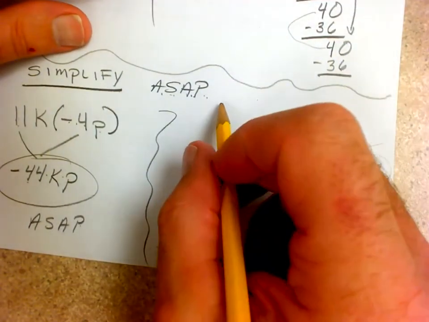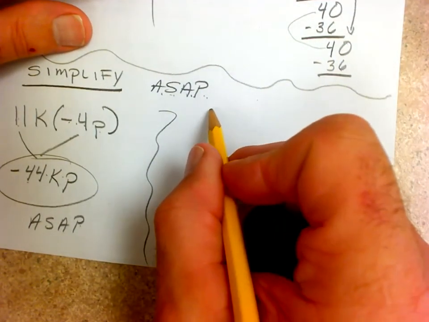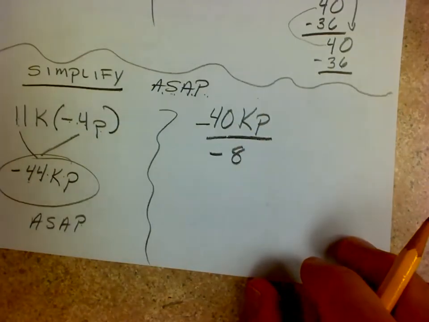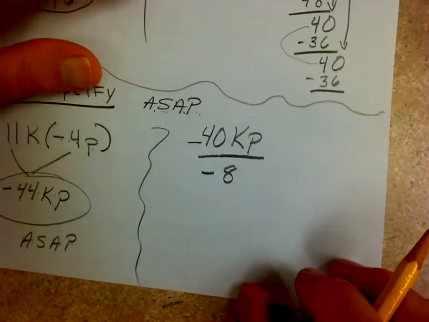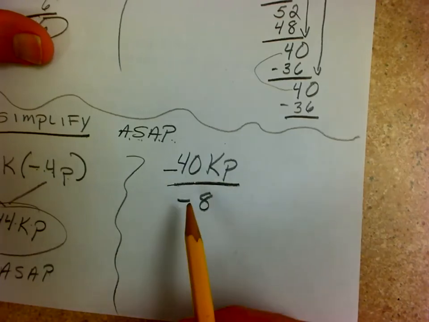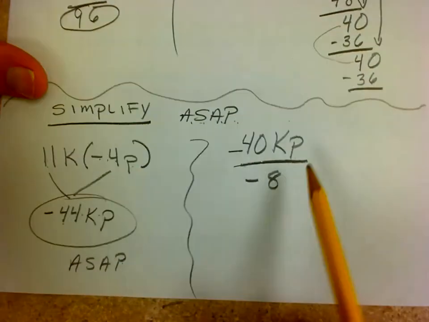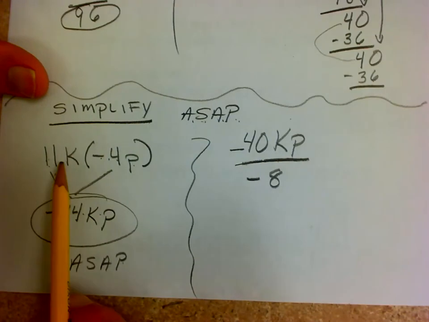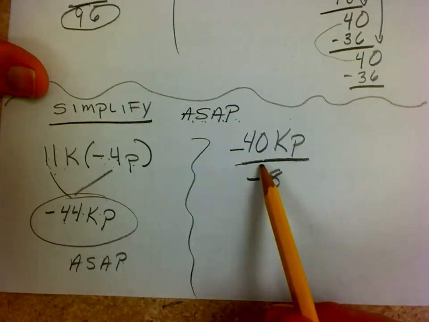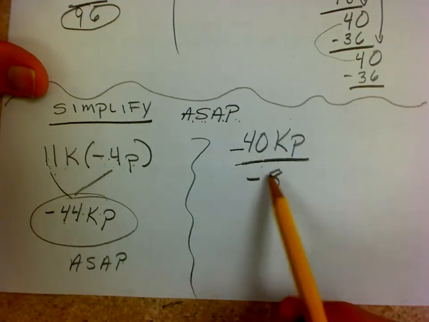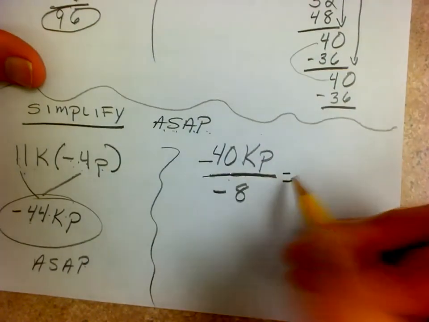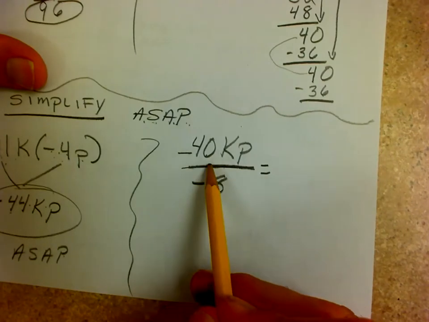You'll probably see some division versions as well. So you may have negative 40kp over negative 8. Remember, this is nothing more than a division sign. We follow the same idea. We have two different kinds of terms, but it's division, so we can go ahead and take care of the numbers. So we want to do negative 40 divided by negative 8.